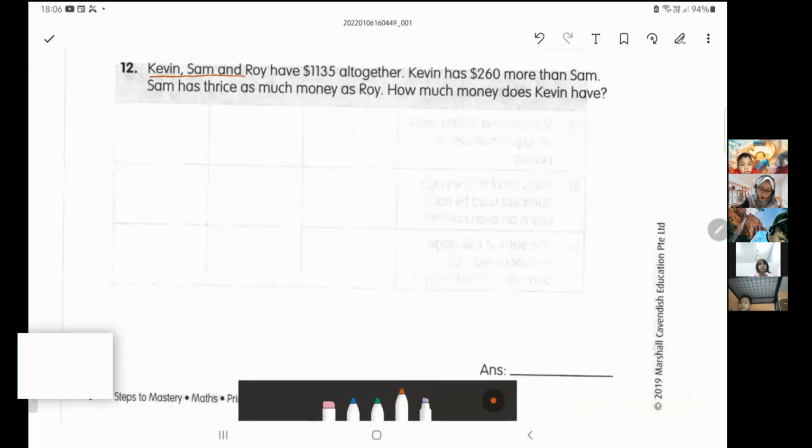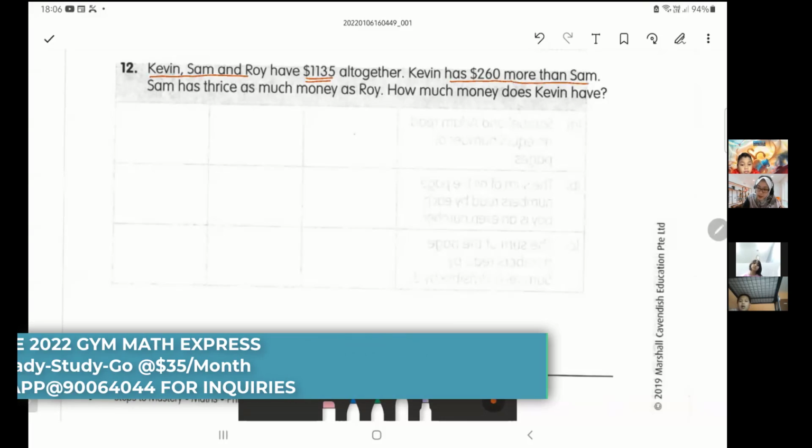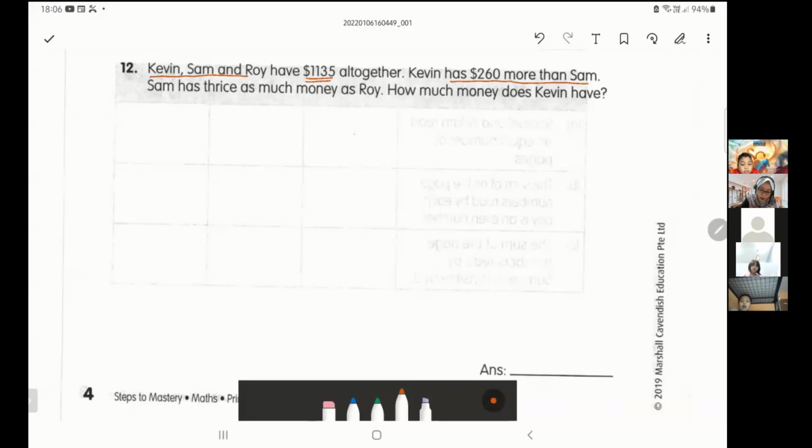Kevin, Sam, and Roy have $1135 all together. Kevin has 260 more than Sam. And then Sam has thrice as much as Roy. How much money does Kevin have? Okay, now where do we start? You know that if I have the comparison between Kevin and Sam is this one. Okay, and then Sam has thrice as much money as Roy.